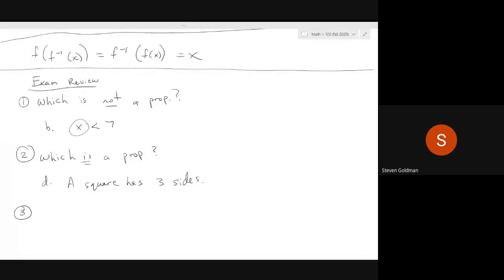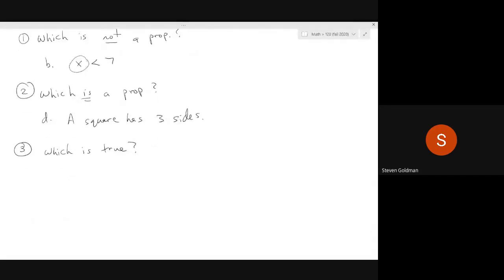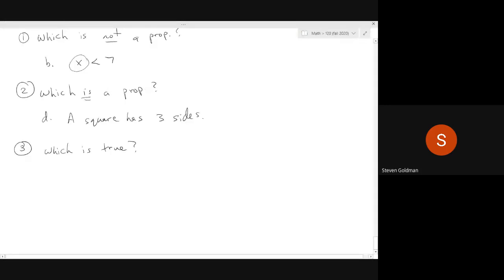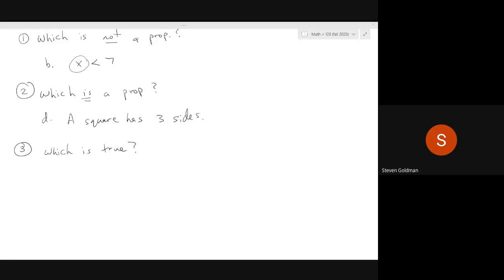Let's move on to the next question, 3. Question 3 asked which of the following is true. All 4 choices were propositions, and you had to determine which one was true. The first choice was the statement if 2 plus 2 equals 4, then 1 plus 1 equals 3. The way to do this was to go by the rules for when the different compound propositions are true and when they're false.